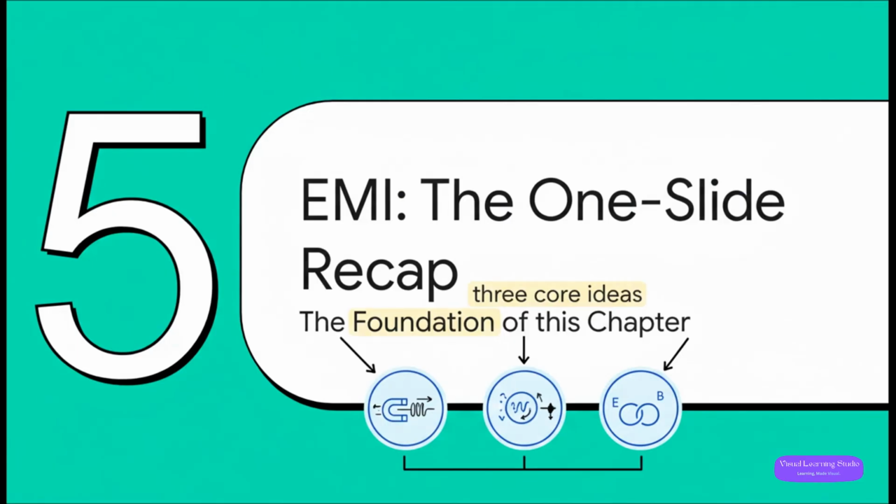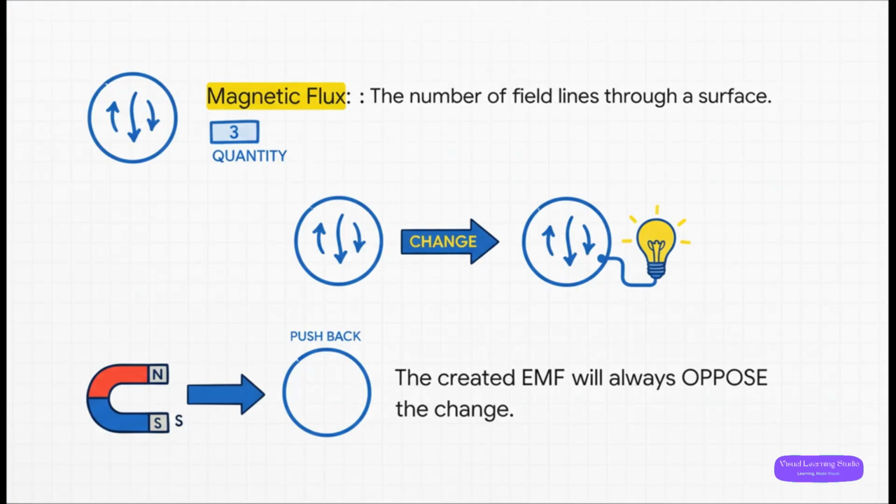Okay, let's bring it all home. If you forget everything else from this whole explainer, I just need you to remember these 3 core ideas. They are the foundation of this entire chapter. And that's it. That's the whole story. Flux is just how much. Faraday's law says you have to change it to get a voltage, and Lenz's law says that new voltage will always fight back. Everything else, every single formula, every problem is built on these 3 simple visual ideas.